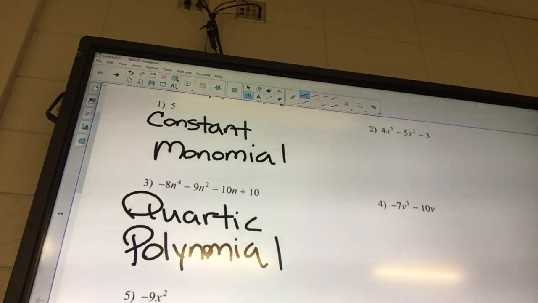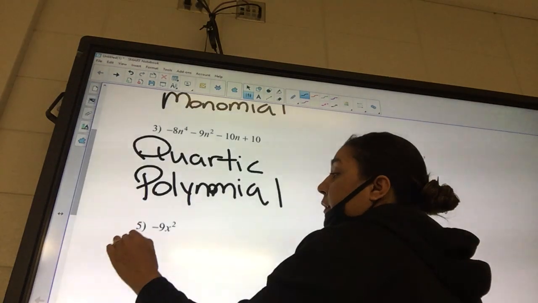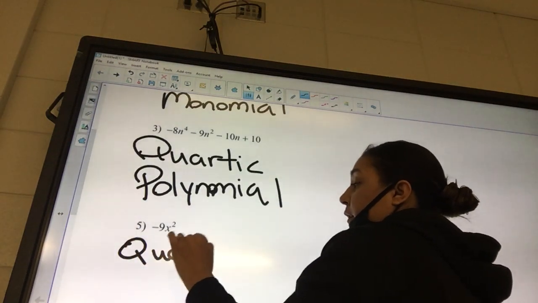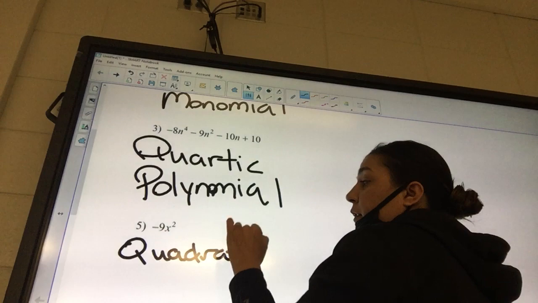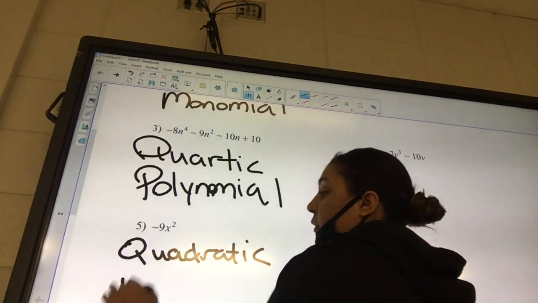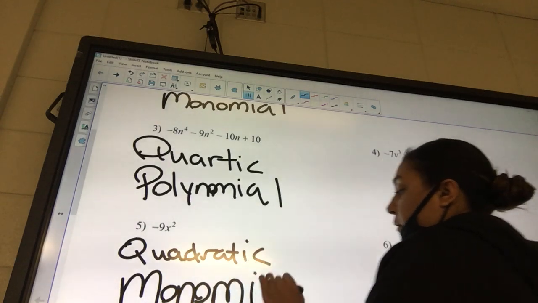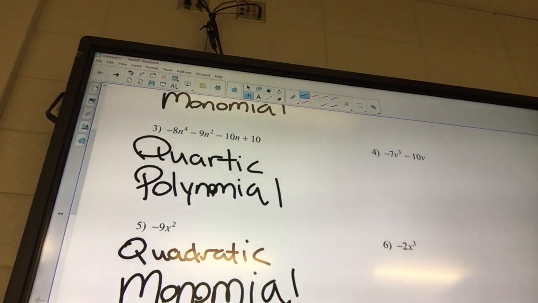Okay, 5. What's the highest exponent? 2, so it's going to be quadratic. How many pieces are there? 1. So it's going to be a monomial. Does anybody not remember or not get it? I know, but it's been a minute.